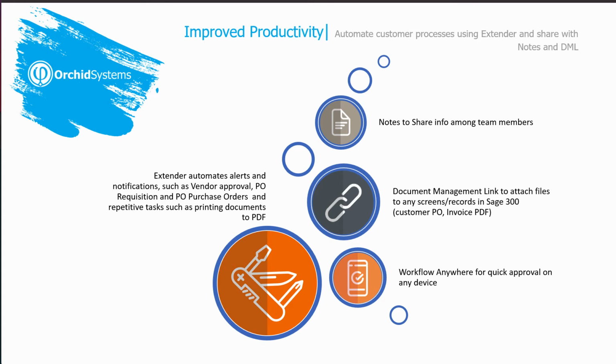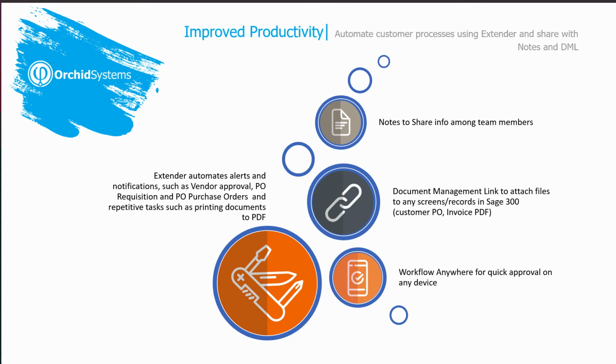Thank you, Anne. These are the modules that we have reviewed in the first presentation. We have demonstrated how Extender can help automate alerts and routine tasks such as printing, notifications and approvals when processing purchase transactions for vendors in Sage 300. Workflow Anywhere provides options to approve records without logging to the Sage 300 desktop for quick approval on any device. And such flexibility helps increase productivity and employee satisfaction.